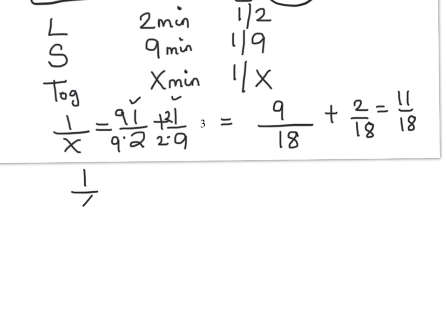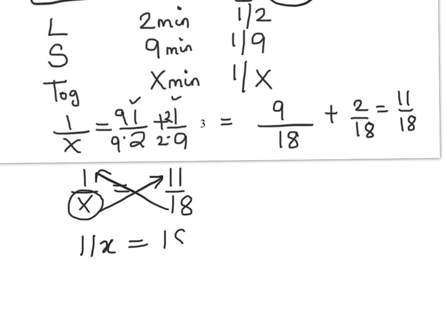So together, the belts would move in 1 minute 11 over 18. Remember, I'm trying to find the x here. It's a proportion, so I simply cross multiply. So I have 11x equal to 18. Dividing both sides by 11, x is equal to 18 over 11. You can either give the answer as 18 over 11, or if you want, you can change it into a mixed number.